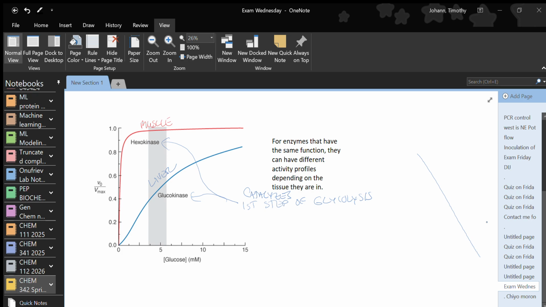You have one enzyme that responds to the concentration in the blood, and one enzyme that, no matter what, immediately phosphorylates glucose when it comes in. It's running at full speed all the time.